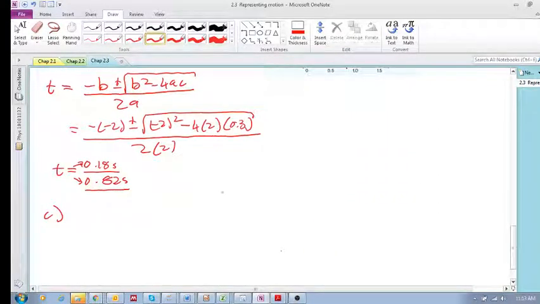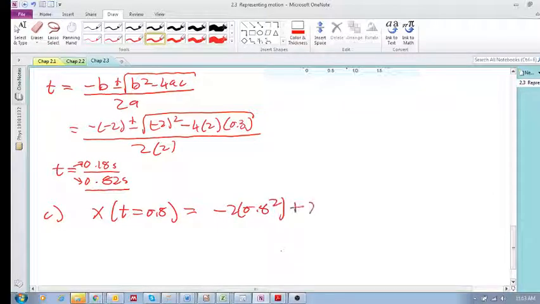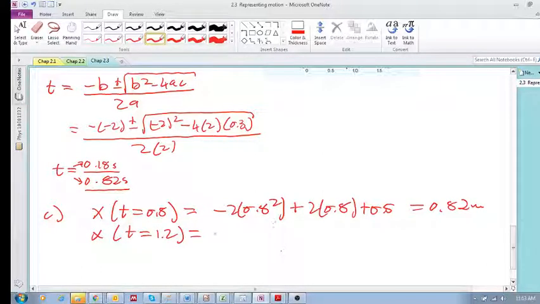If we do it here, we're going to have to say, what is x at t equals 0.8 seconds, which is minus 2 times 0.8 squared plus 2 times 0.8 plus 0.5, and we'll see that that equals 0.82 meters. And what is x at t equals 1.2? You'll plug that in again, and you'll get 0.02 meters.